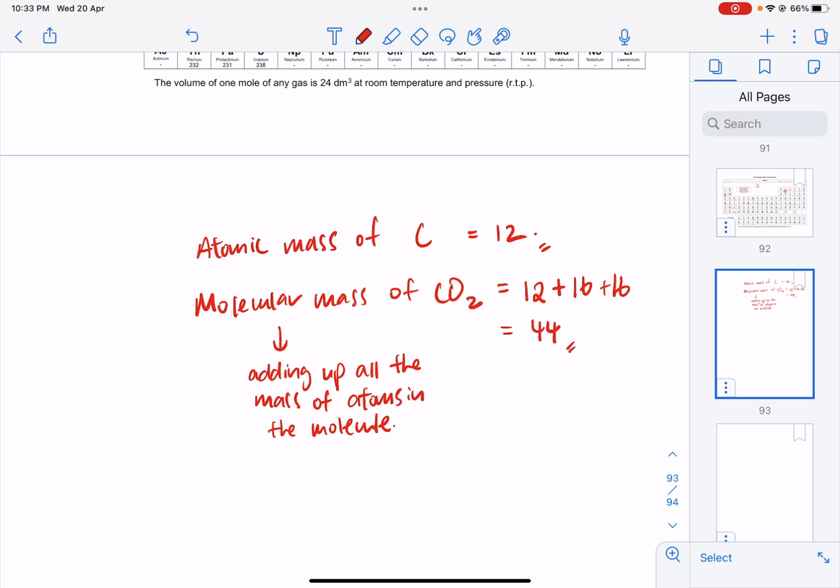Now, what do you realize about all this? Do they have units? Can I say that the atomic mass of carbon is 12 gram and the molecular mass of carbon dioxide is 44 gram? No, there are no units. Why? Because atoms and molecules are too small.